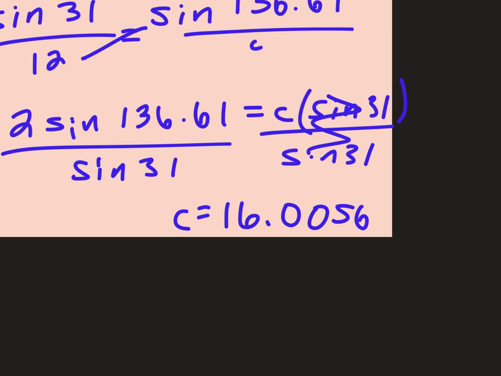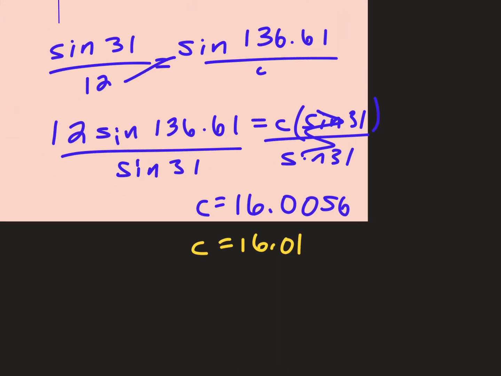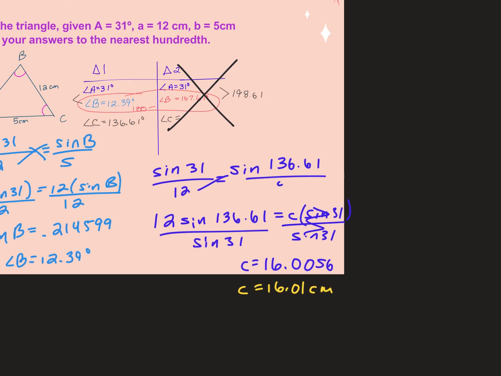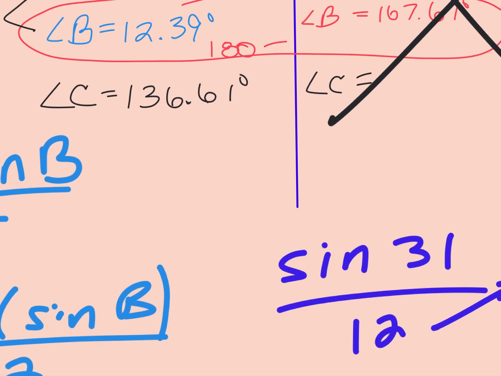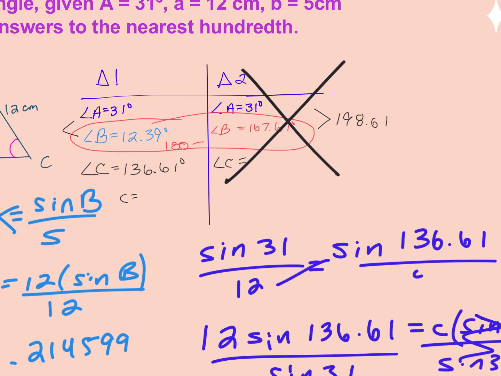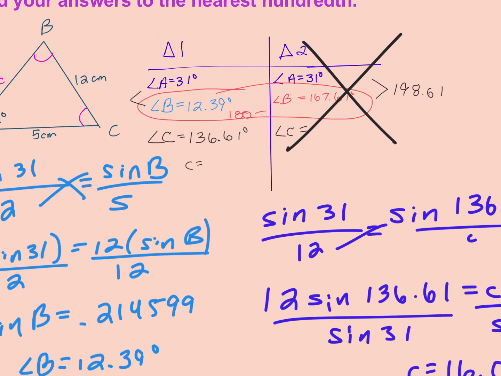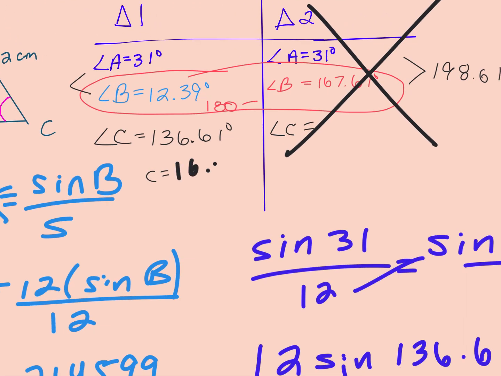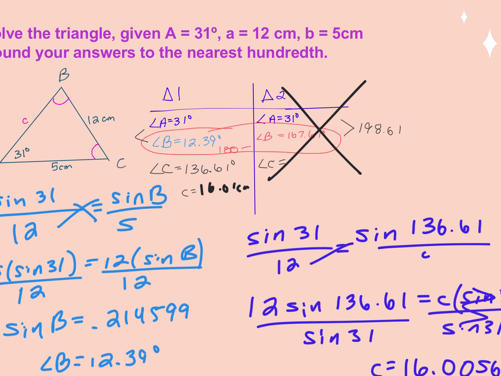16.0056. How do you put that into WebAssign? How long is this? 16.01. Thank you. It's 16.01 what? Centimeters. Please make sure you guys round correctly. You are going to get them wrong on WebAssign for silly stuff like that. Not because you don't know how to use your calculator, or not because you don't know how to use the law of sines, but because you're not paying attention to rounding.